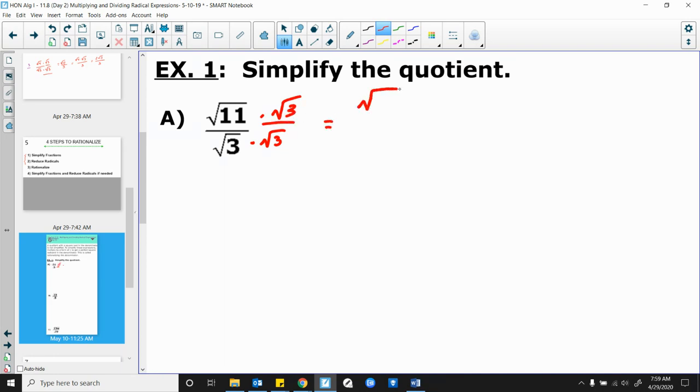This is going to give me radical 33 over, and then this is radical 3 times radical 3. We know that that equals radical 9, which is just 3. Once again, we can do step 4. Can I simplify these at all? Nope. If this was under a radical, I could, but since this one's under a radical and this one's not, there's nothing I can do. And can I reduce the radical 33 at all? There are no perfect squares that divide out, so that ends up being my answer there.